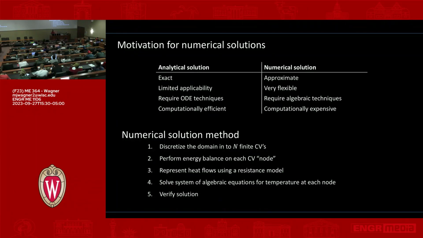Second, we do an energy balance on each control volume or node. I'll probably call them nodes from here on. That node represents a single temperature, right? It's like a single point, and that volume is represented by that node's temperature. We represent heat flows into and out of that node using a resistance model. All algebra, right? Remember the equations. It's just a potential divided by some resistance. That's all we're doing, algebra.